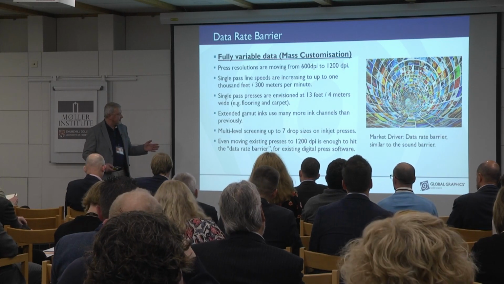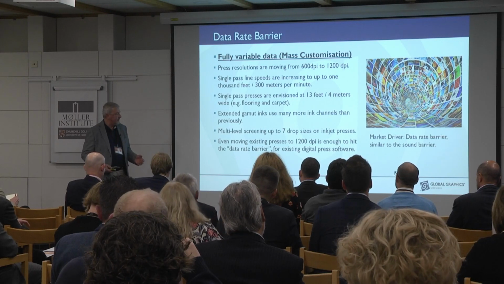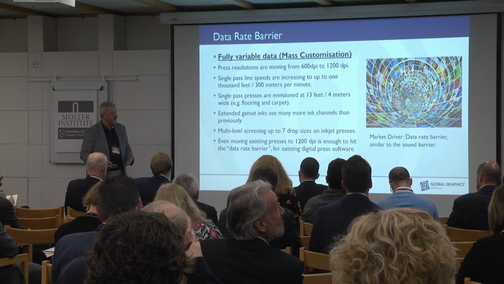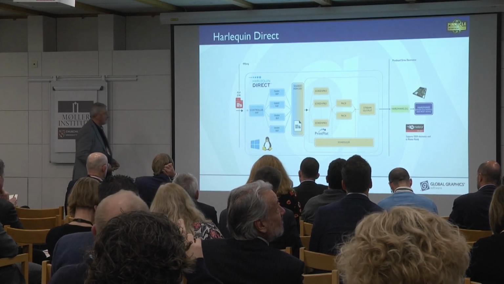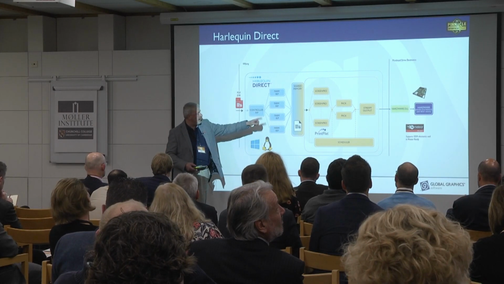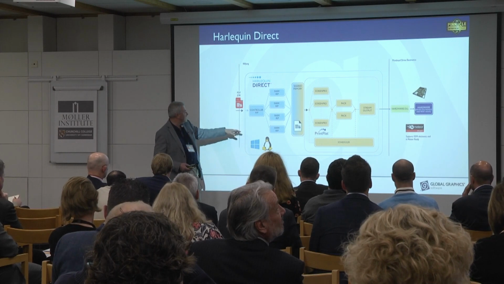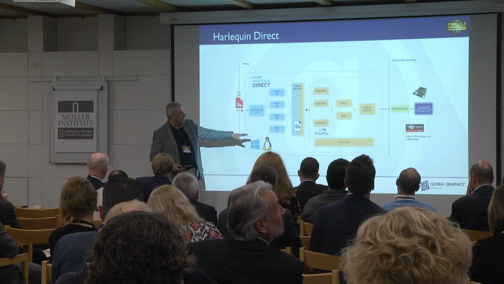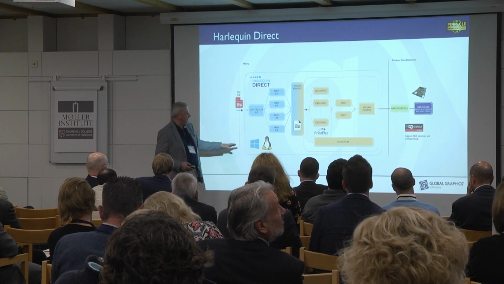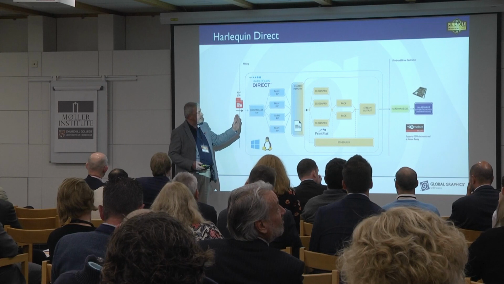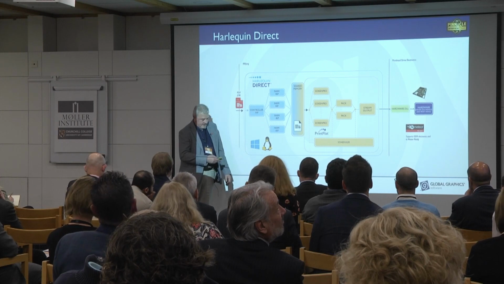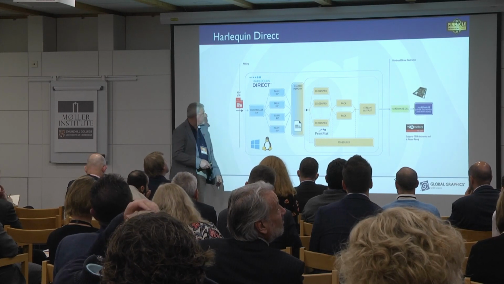So what we've identified is the thing that we refer to as the data rate barrier, which is to say that there is so much data that we need to transfer, that we have an architecture that looks something like this. So this is our Harlequin RIP technology here, and then we have our ScreenPro technology for actually doing the screening. The PDF comes in here, gets ripped, and what you'll notice is that there isn't any kind of intermediate storage. The idea with this architecture is that we can rip fast enough to actually generate the rasters and send them directly to the printheads. And there's the Meteor logo there.